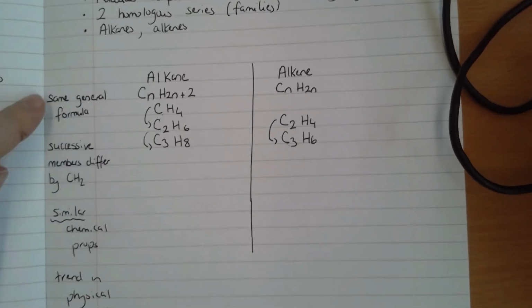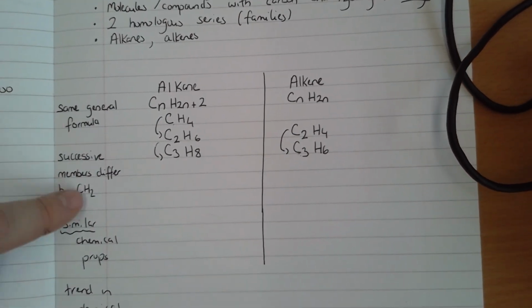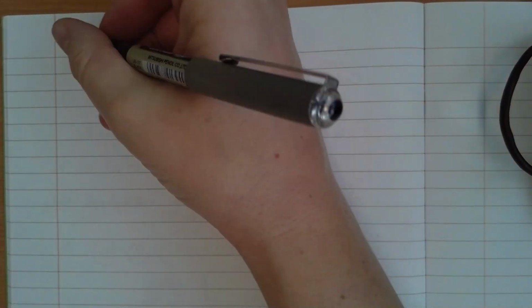That's what it takes to be a member of a homologous series, these 4 things. It's a common exam question. The last thing I'm going to do very quickly is just draw you a few alkanes and alkenes so you can see what they look like.